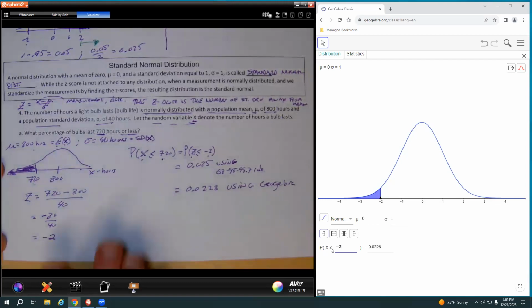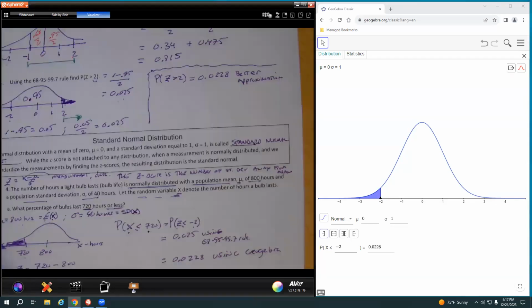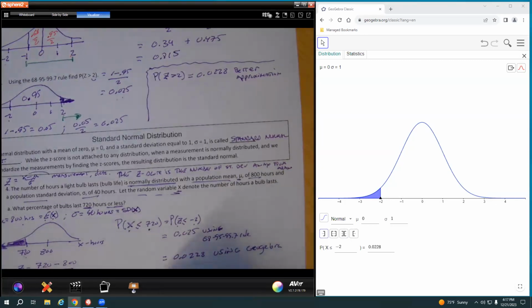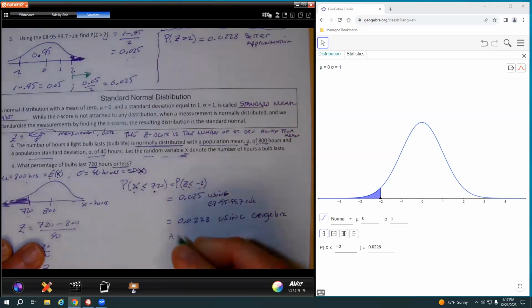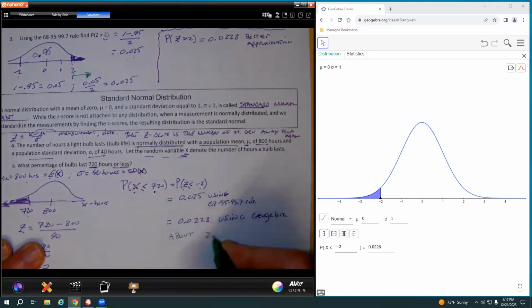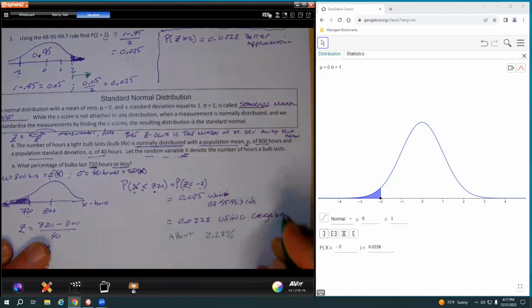Okay, so let's try another question. So I'm going to finish this one up. So I'm going to say about 2.28% of bulbs will last 720 hours or less.